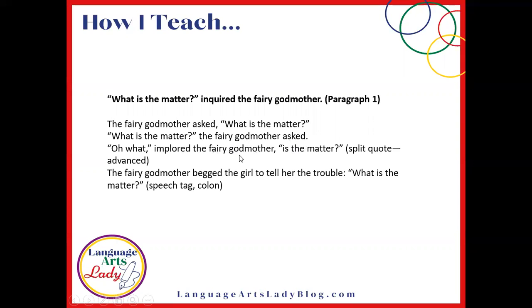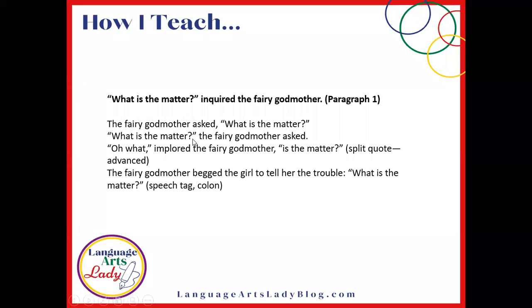So the way that I ensure that they understand that a split quote has a complete one sentence only, just one, is they highlight the words that are being spoken. Then if they need to, they write those on their paper or the whiteboard. Oh, what is the matter? And I ask them, is "Oh, what is the matter" 1 sentence or 2 sentences? It is 1. Right. So you can make a split quote out of it.